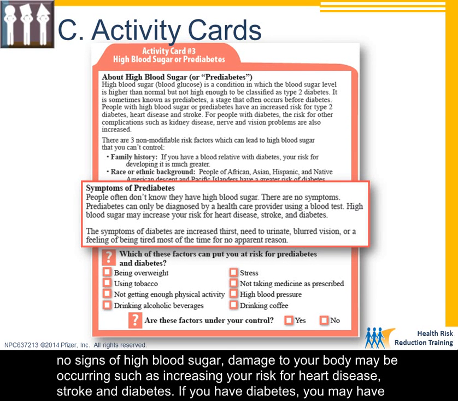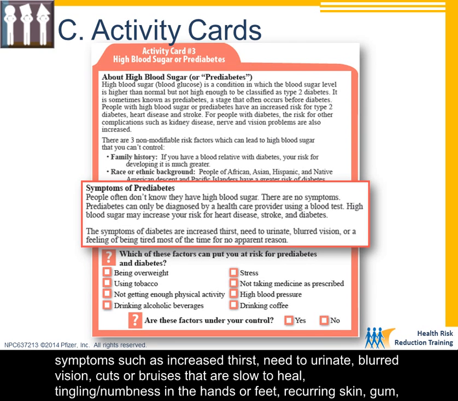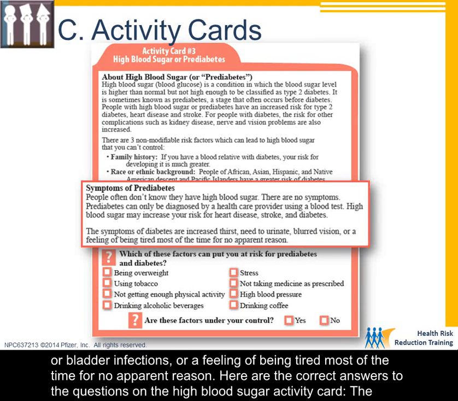If you have diabetes, you may have symptoms such as increased thirst, need to urinate, blurred vision, cuts or bruises that are slow to heal, tingling or numbness in the hands or feet, recurring skin, gum, or bladder infections, or a feeling of being tired most of the time for no apparent reason.